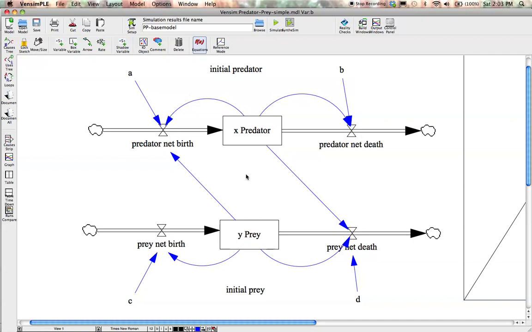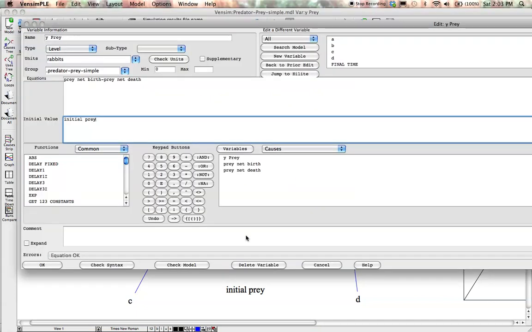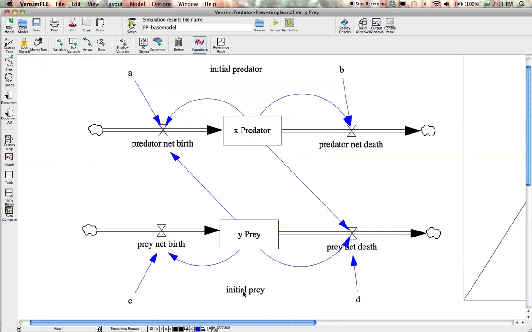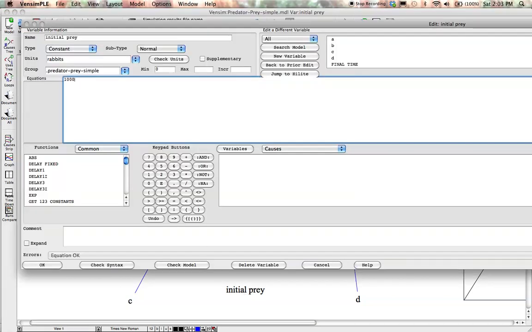Very well. Now we can move to the prey equations, and again the net birth minus the net death will give you the population of prey. The prey has an initial value called initial prey. It's a state variable. It's got units of rabbits, and if we go to the initial prey, you will see the value there is 1,000 rabbits to start with.